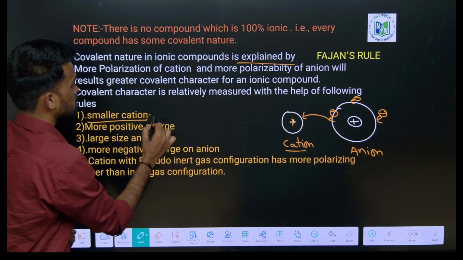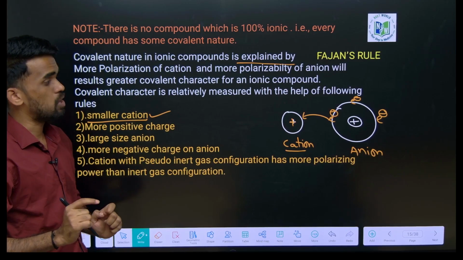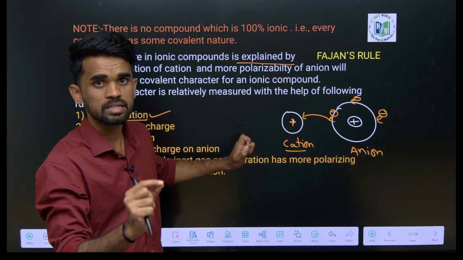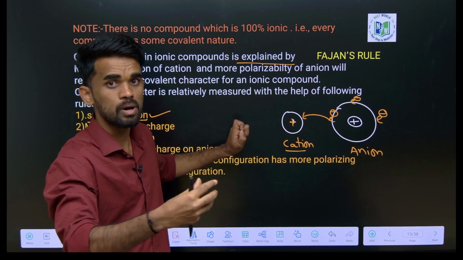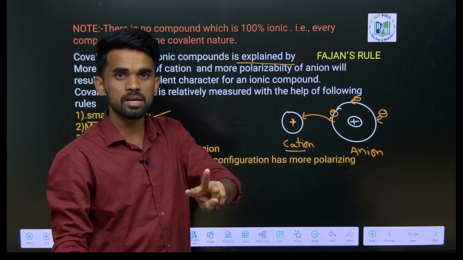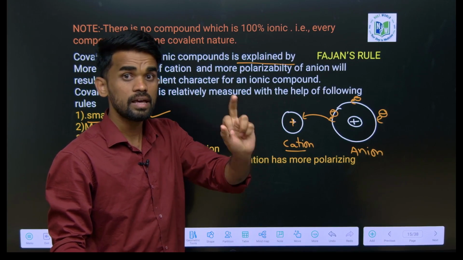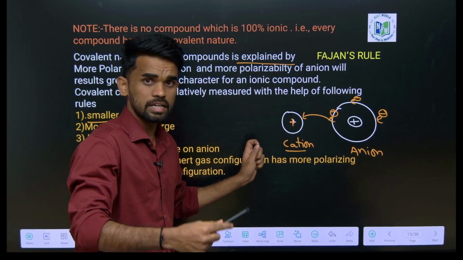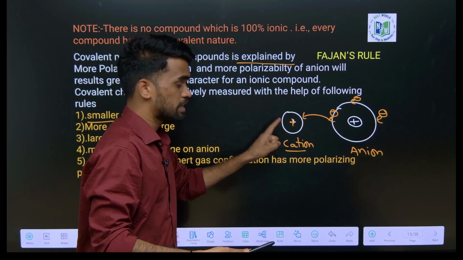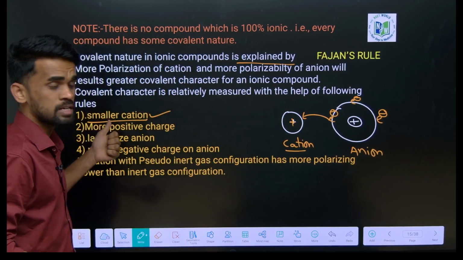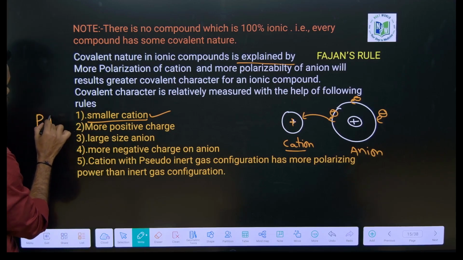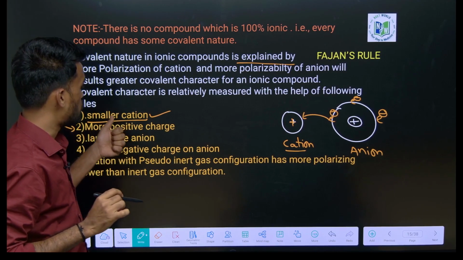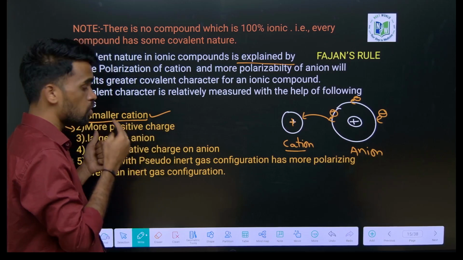See, the cation should have a small size, therefore it will have more polarizing power. You have to check the polarizing power of the cation and the polarizability of the anion. There are two terms I am saying. One is the polarizing power of the cation and another one is the polarizability of the anion. First point, in order to show more polarizing power, the cation should have a smaller size. In short form I am writing PP of cation. So for PP of cation, it should have a smaller cationic size or more positive charge.